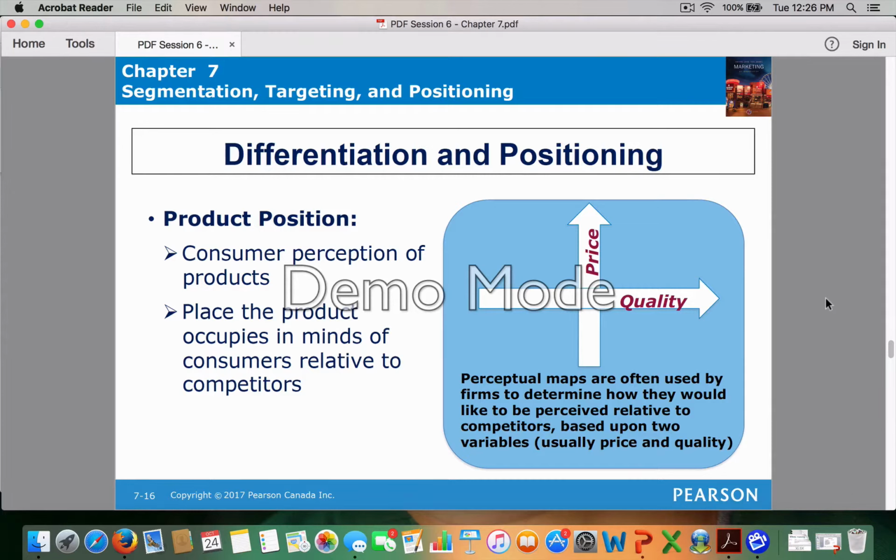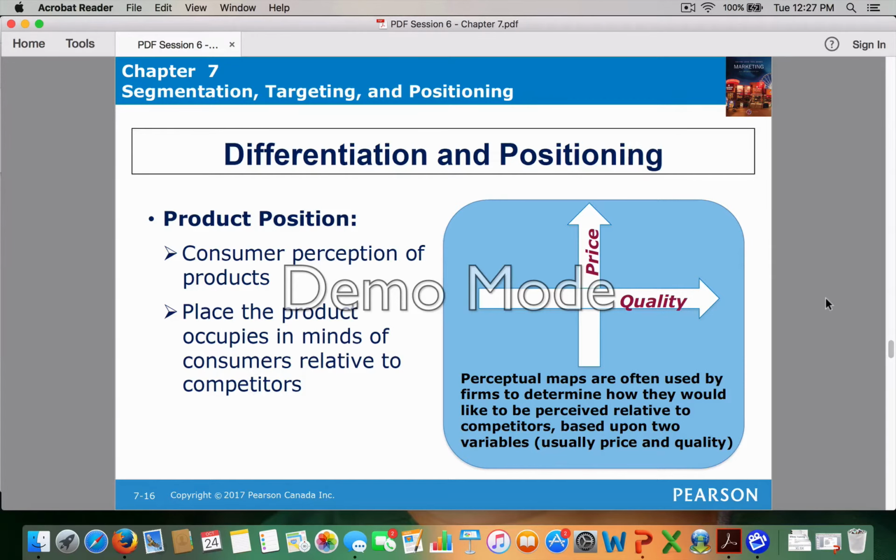So positioning is not a physical location. It's actually the position in the minds of consumers that your product occupies in comparison to the position that other products in that product category occupy.